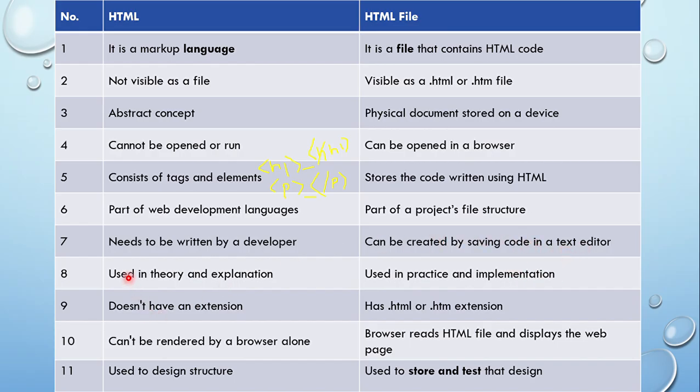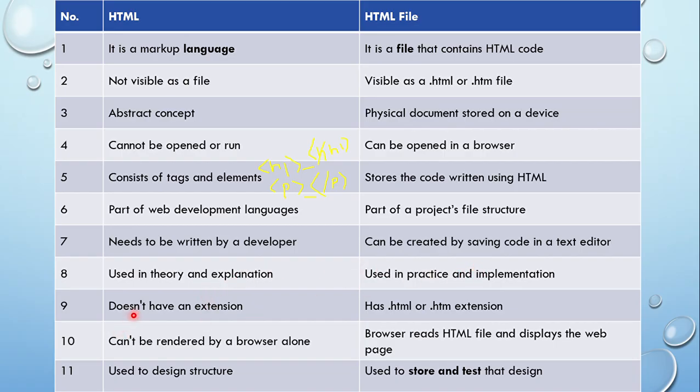Next is HTML used in theory and explanation. You learn how it works. Here in HTML you can only learn how HTML works, but an HTML file is used for practice and implementation. You use it to make real websites. You code here and you just implement it.